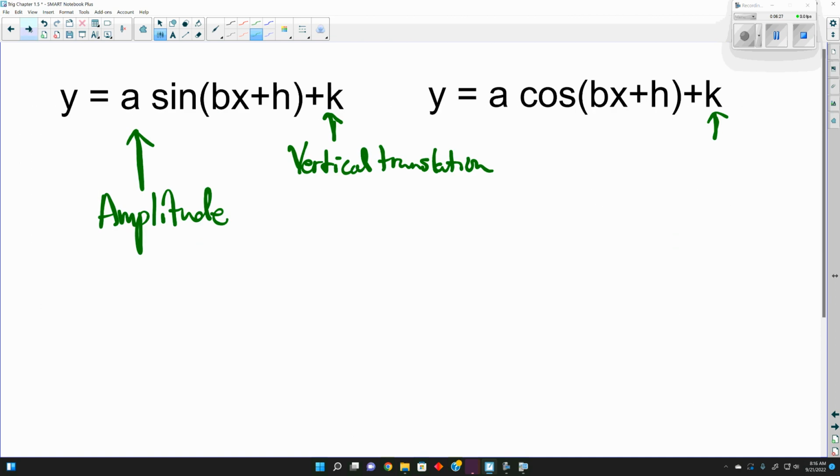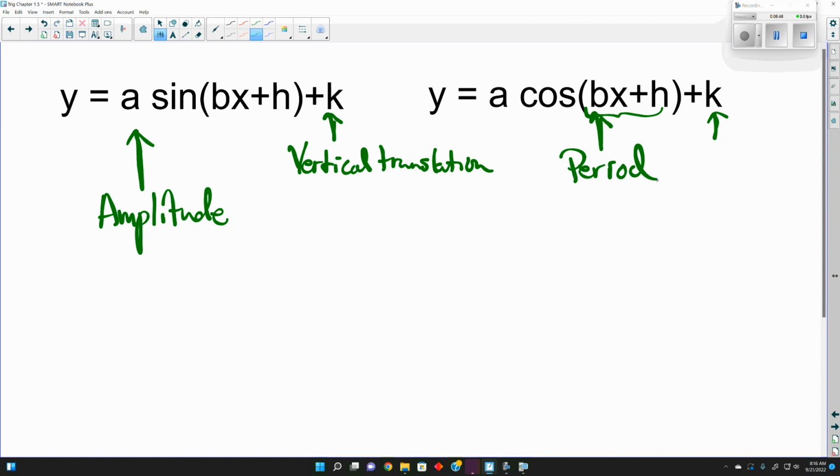And if the a value is negative, it's going to reflect across the x-axis. Now that leaves us with the bx plus h. The b value is where we get the period of the function from.